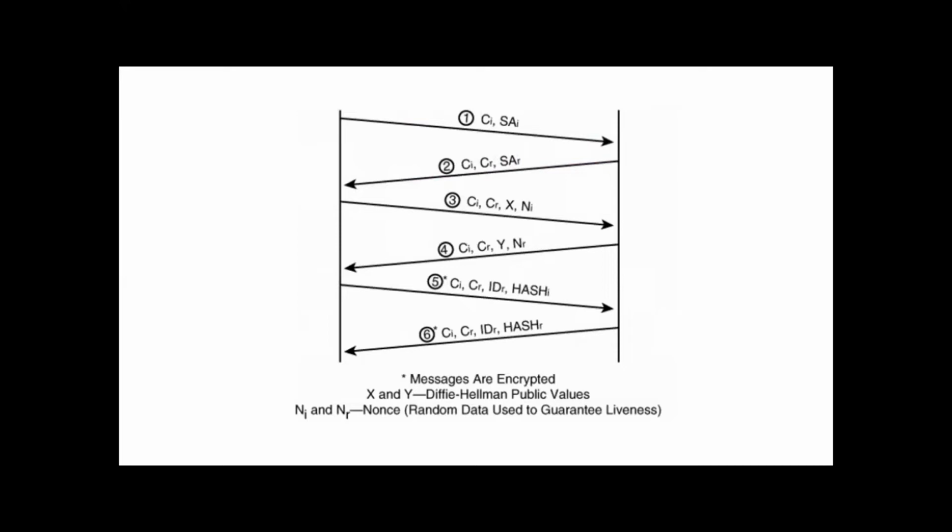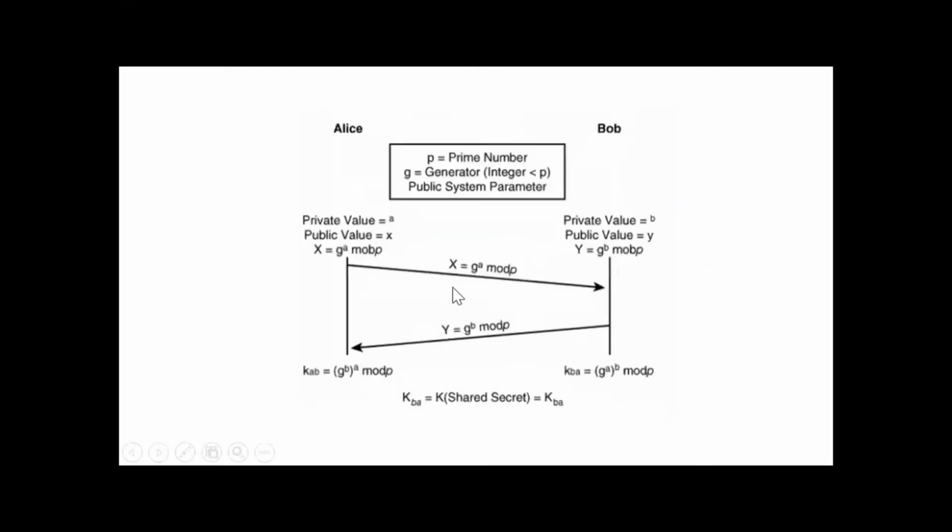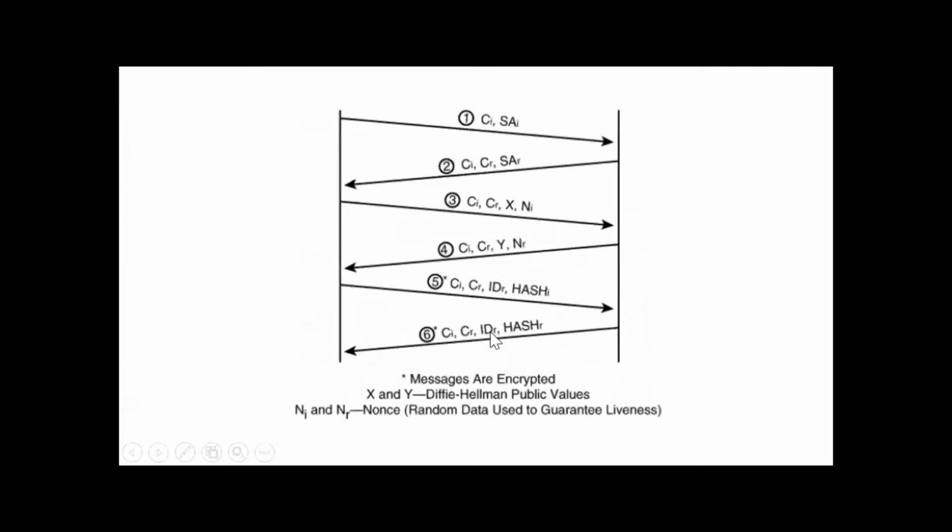Now the next messages, message 3 and message 4, are reserved for your Diffie-Hellman. All of the keys, remember the keys we talked about. Let me show you these keys. The keys are getting derived on both sides, and the same shared secret keys are derived on both ends. This will happen in message 3 and message 4.